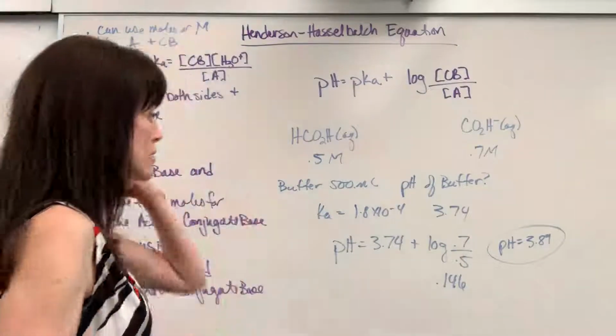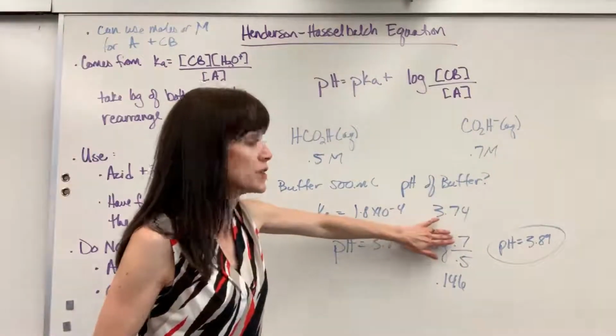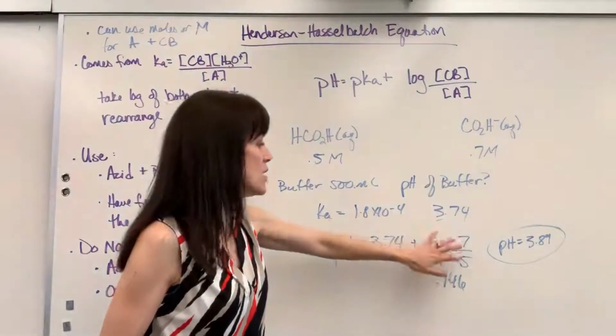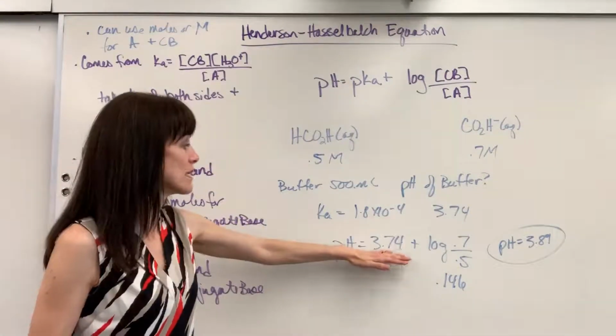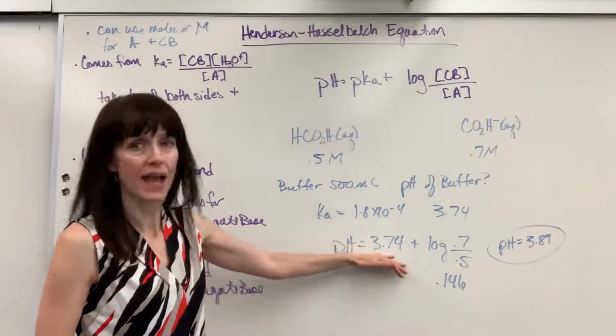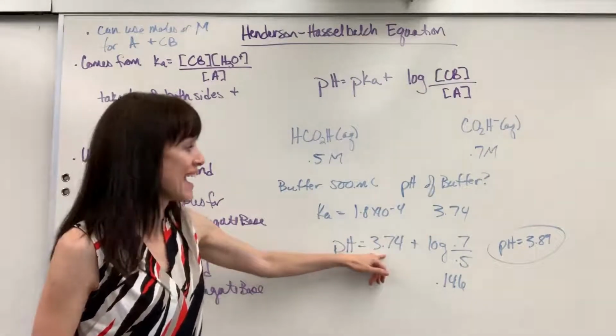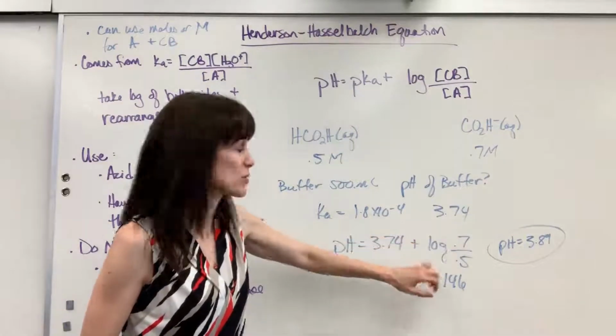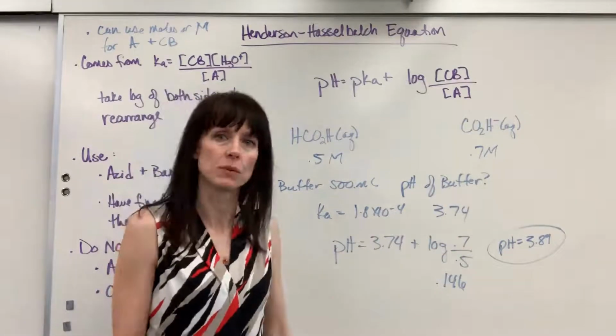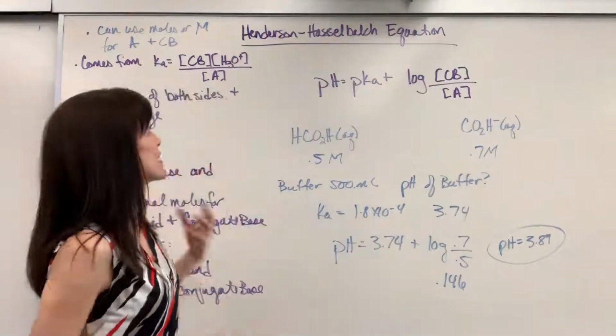This is also logical. Notice I have more of the conjugate base than I do the acid, so it makes sense that the pH will be higher. It's slightly more basic than when we have pH equals pKa. Because remember, when pH equals pKa, the conjugate base and acid are equal to each other. So if I have more base, the pH will be just a little bit higher. Okay, so there you have it.